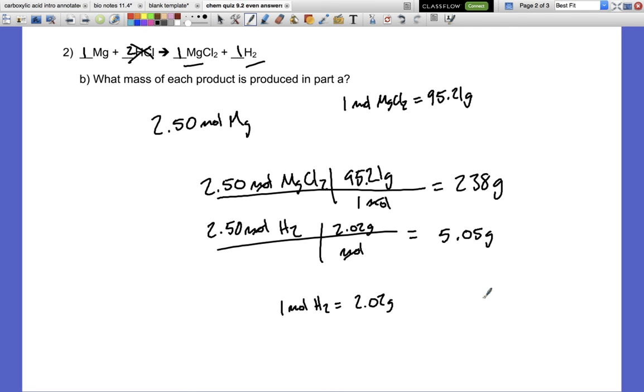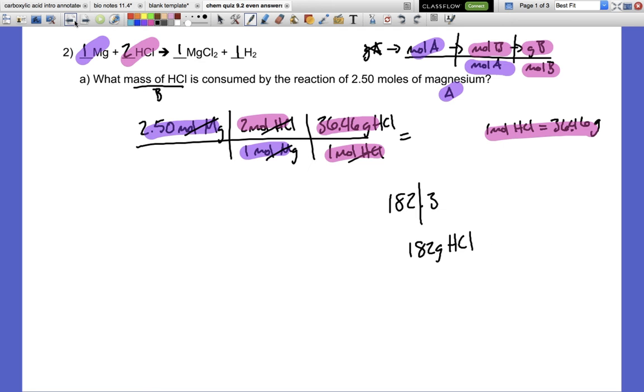And then lastly, before I jump away from this problem, because I've answered everything, there is one more thing you have to answer later in this quiz. 2.5 moles of magnesium. 1 mole of magnesium has a mass too, and that happens to be 24.31 grams. So if I take this 2.5 times 24.31, again, not showing my work because I don't really have to do this part for this question, but if I multiply those two numbers, I'm going to get an answer of 60.8 grams.